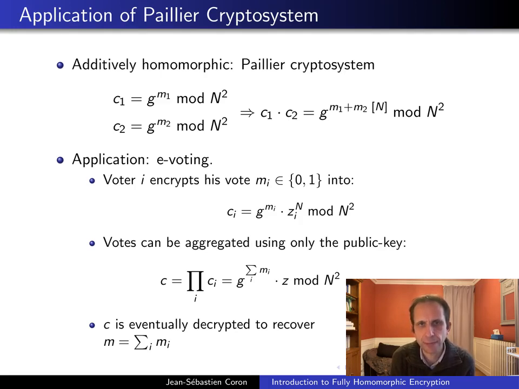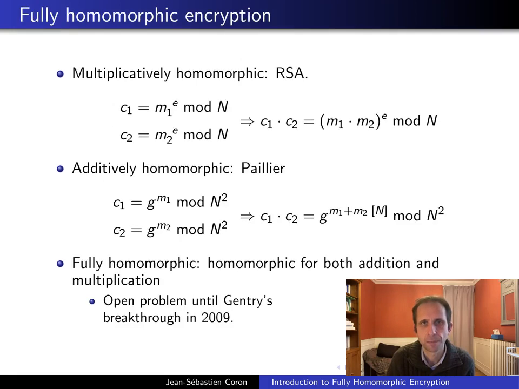And now we can actually aggregate all the votes using only the public key, because we can compute the product of the ciphertexts, the product of the ci's, which will be equal to g to the sum of the mi's times some z modulo n squared. And eventually we can decrypt to recover the message m, so the result of the vote. But the aggregation itself can be performed using only the public key, thanks to this homomorphic property of the Paillier crypto system.